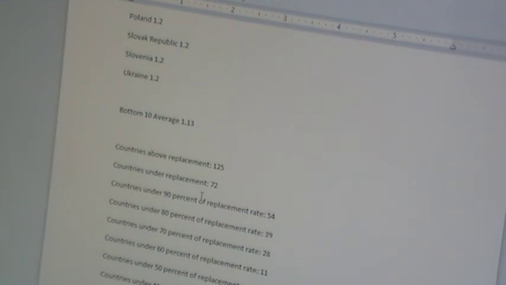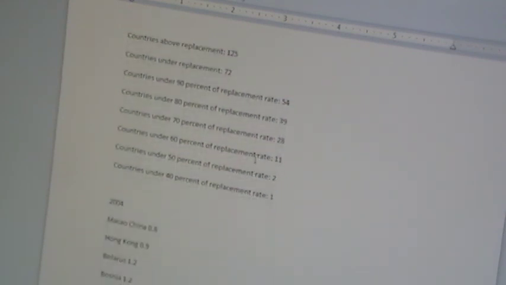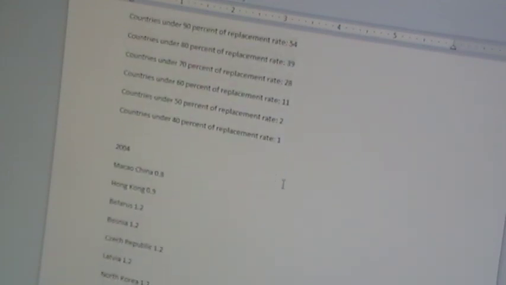Eventually, that will lead to catastrophe. It may take a couple hundred years, but it's going to happen. That's not good. Okay. Countries above replacement, 125, under 72, under 90, 54. And these numbers are starting to remain stationary too.